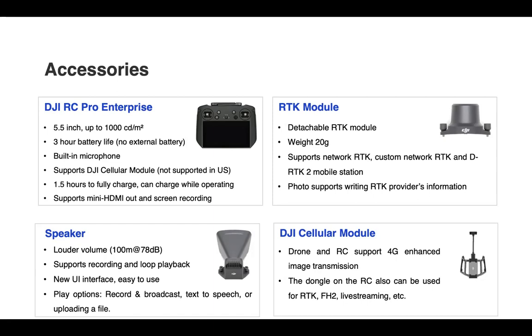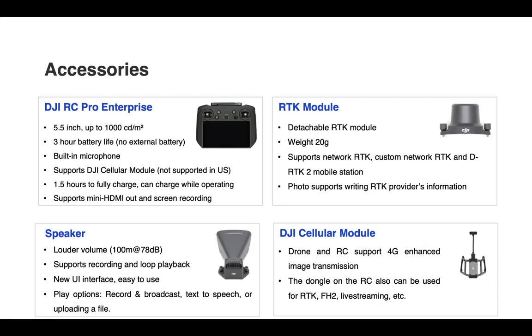Supports mini HDMI out and screen recording as well. RTK module side, this is a detachable RTK module, weighs 20 grams. So nice job by the team optimizing the size of this and efficiency of cooling to elongate the flight time. Supports network RTK, custom network RTK, and DRTK2 mobile station. So you have the option there if you want to use your N-trip network, which is my favorite when possible with the internet, makes life a bit easier, or set up that DRTK2 for use probably over a known point, but once again, depends on the workflow at the end of the day.